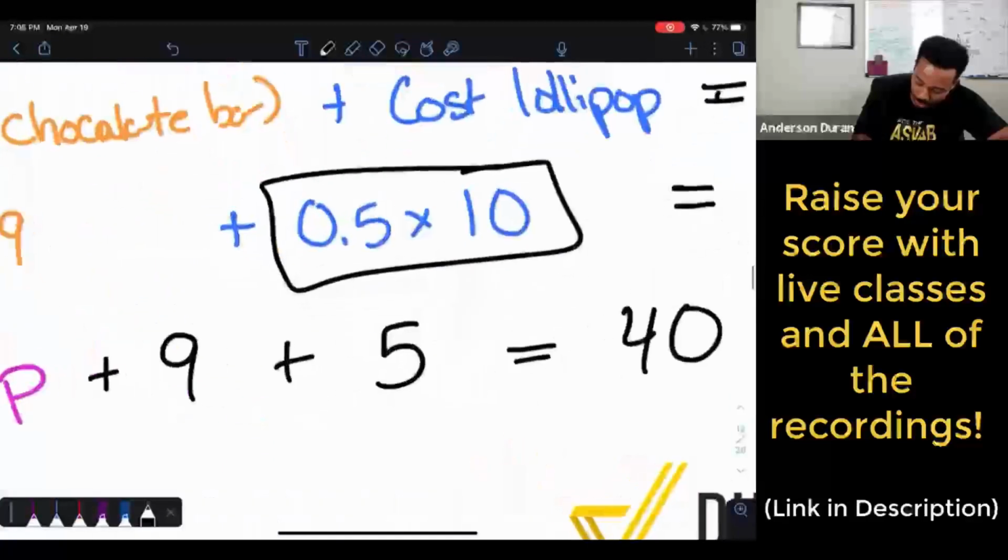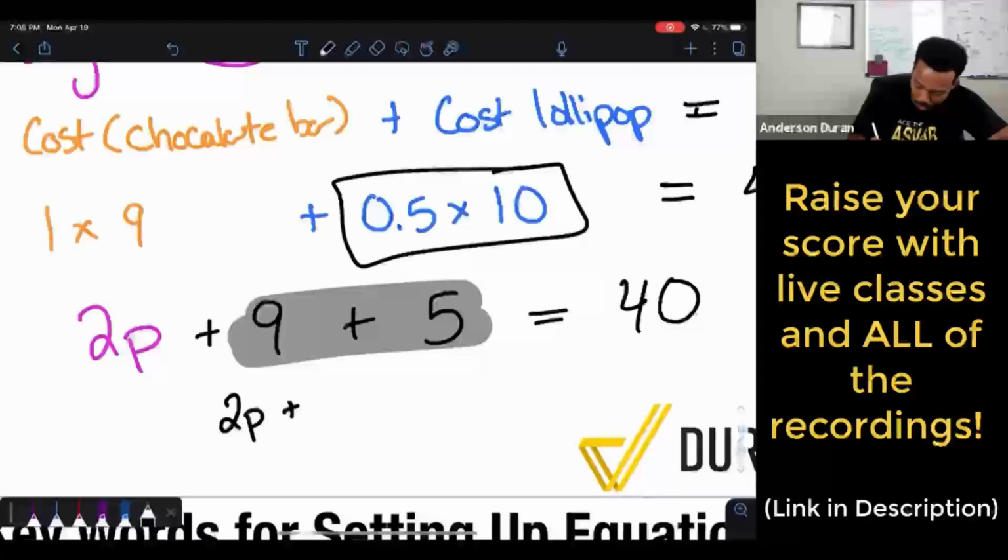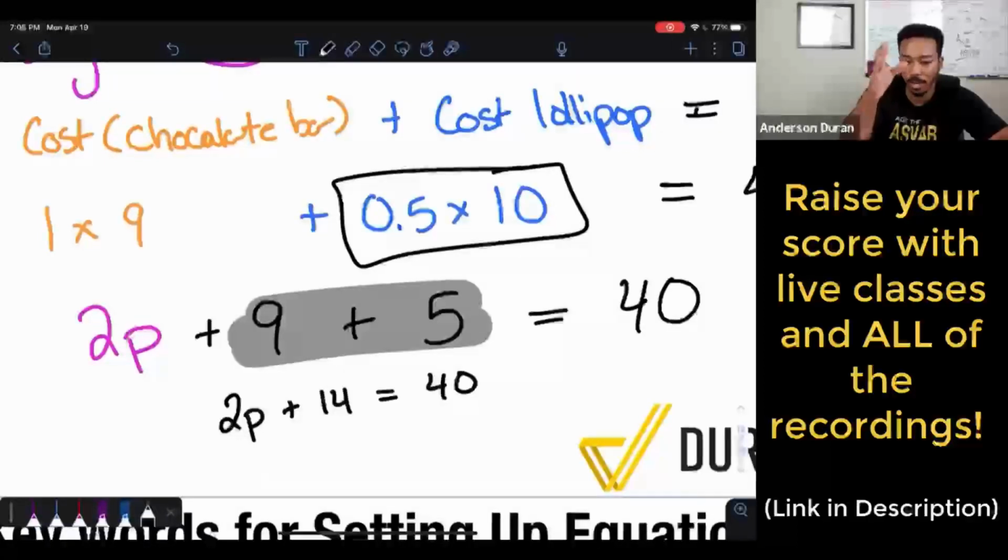Let's finish this off. So, we're going to combine like terms real quick. 9 plus 5, that's going to give us 14. So we got 2p plus 14 equals 40. Everybody, what do we do to both sides real quick? Let's go.